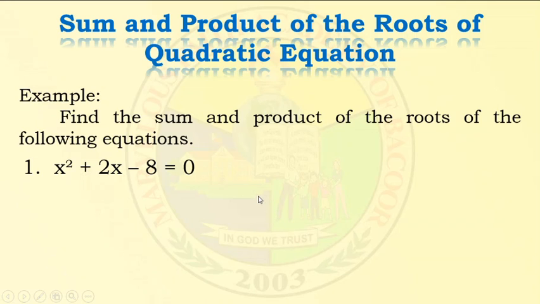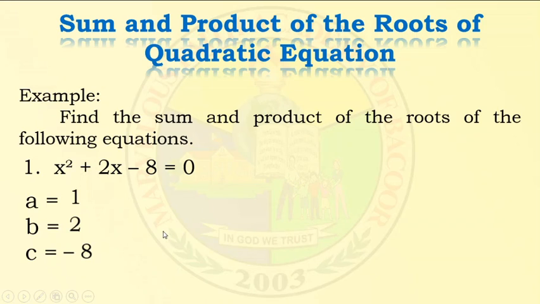Okay, and then next, kapag naka-standard form na ang inyong equation, identify nyo kung ano yung mga value ng a, b, and c natin. For the value of a, since x squared, automatic na meron tayong 1 as the leading coefficient, yung value ng a natin. Then next, for the value of b, we have positive 2 kasi plus. And for the value of c, we have negative 8 kasi minus. So yan yung value ng a, b, and c natin: 1, 2, and negative 8.